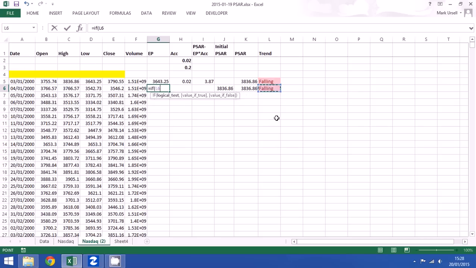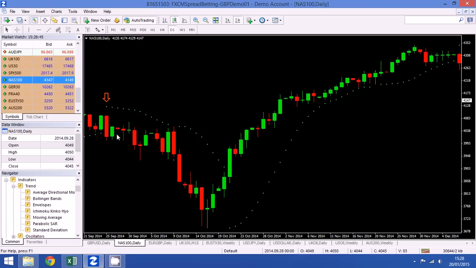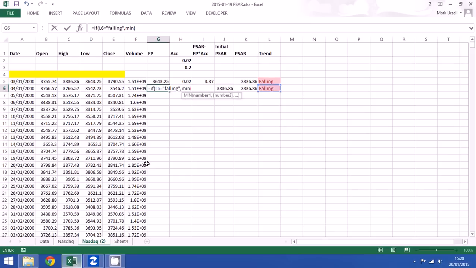Again, we're going to rely on the trend. So now what we've said is when the price is falling, so here we have the price is falling, we know we've made a new extreme point if we've gone lower than the previous value. So we're in a downtrend, we're looking at the minimum value of either this or our new low.